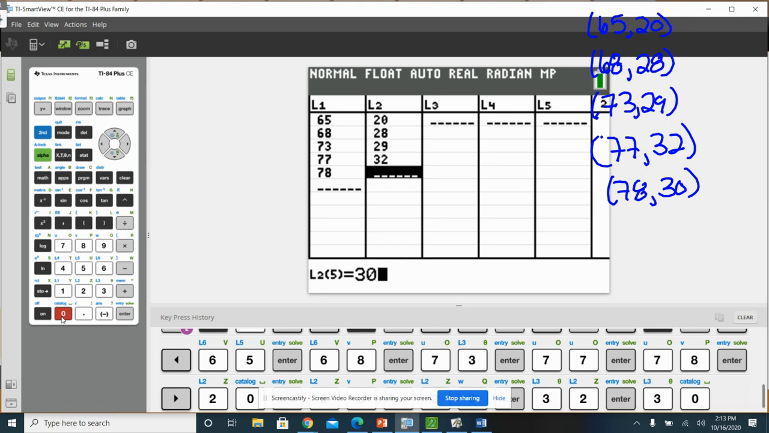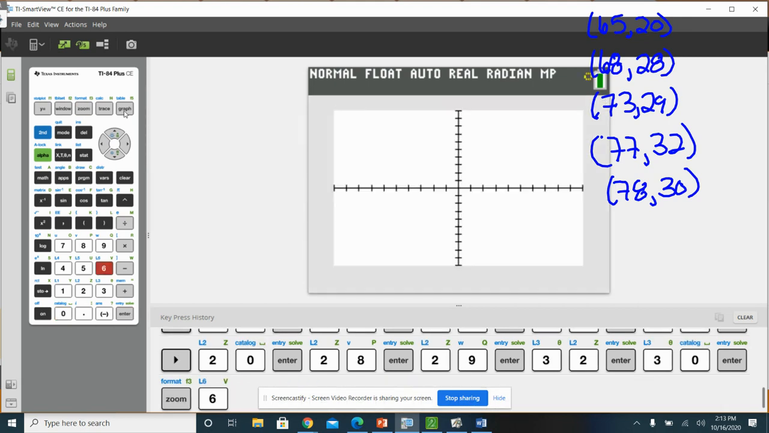Okay, so we got these points in. So let's look at them, right? So if you hit graph, you'll look and you should be disappointed. Why? Because you see nothing. Don't forget what we talked about. We have to adjust our window. This goes from -10 to 10. So we're going to hit window.